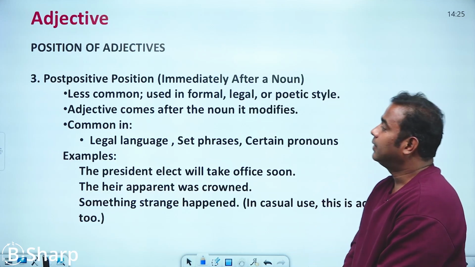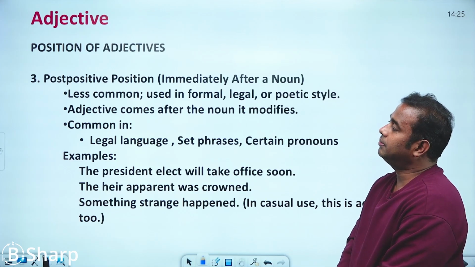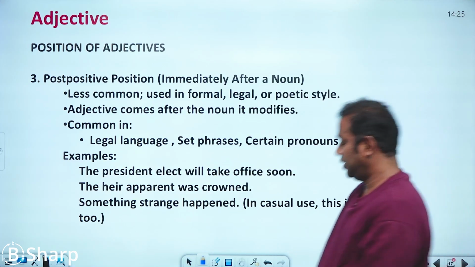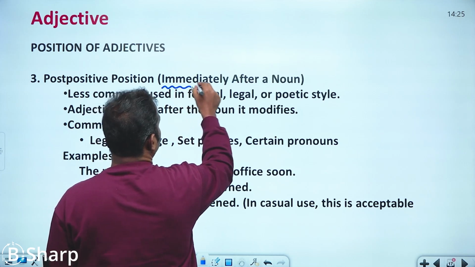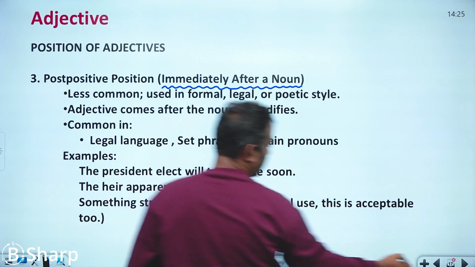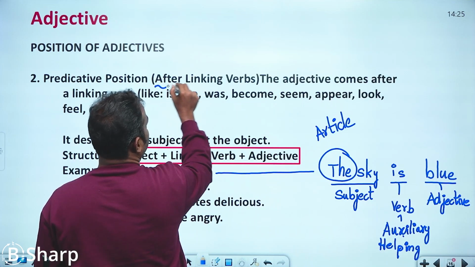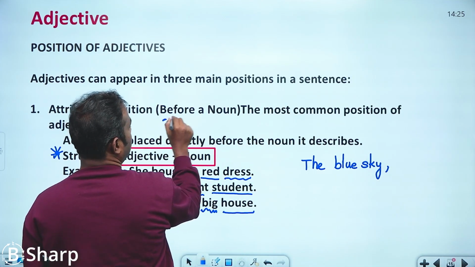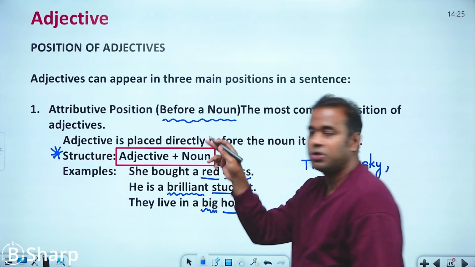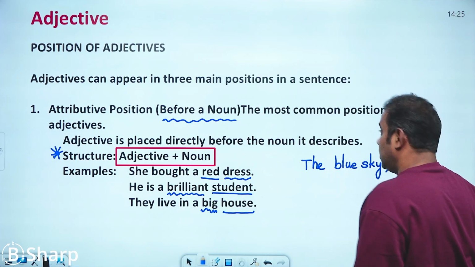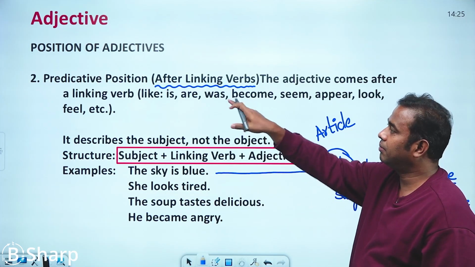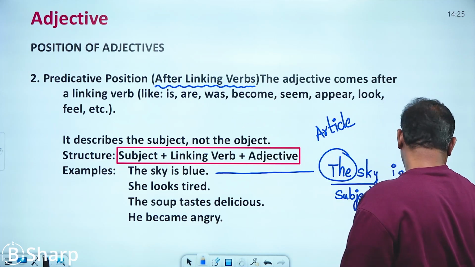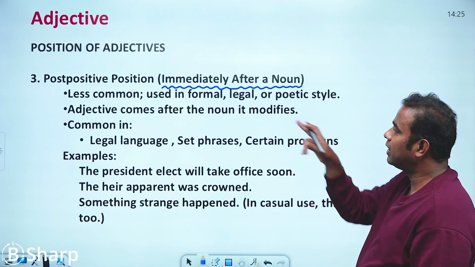Then the postpositive position means the adjective comes immediately after the noun. The attributive position comes just before the noun. The adjective in a predicative position comes after the linking verb. And the postpositive position comes immediately after the noun.